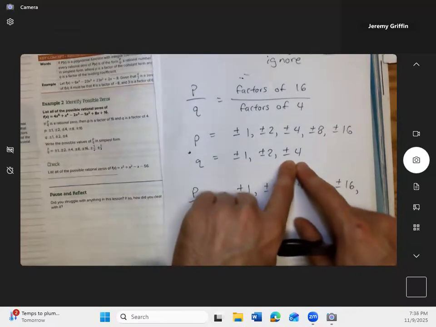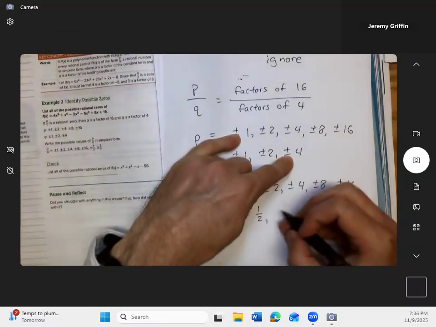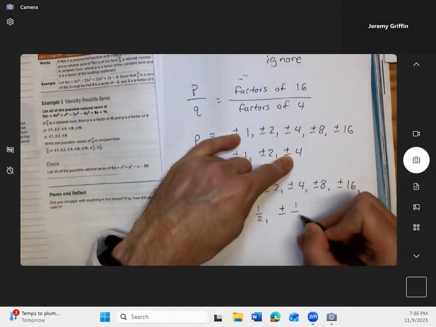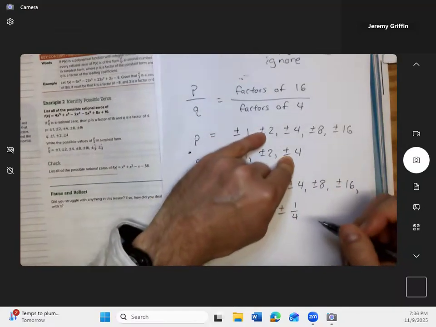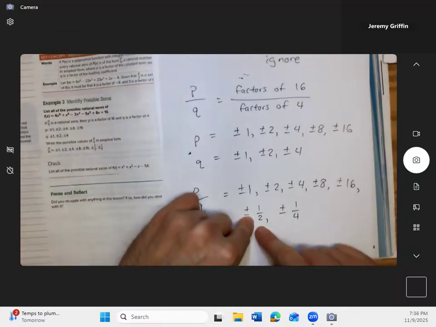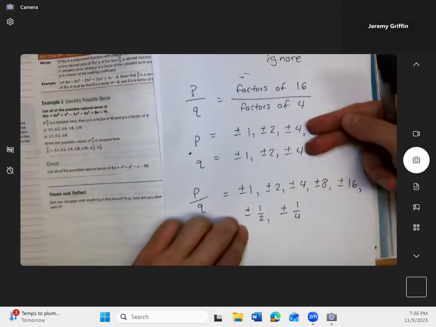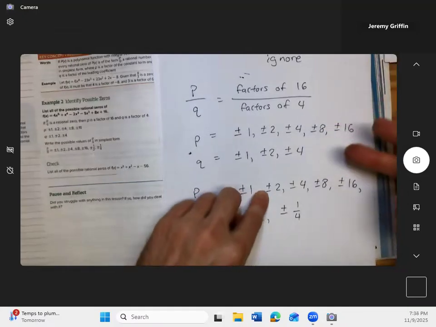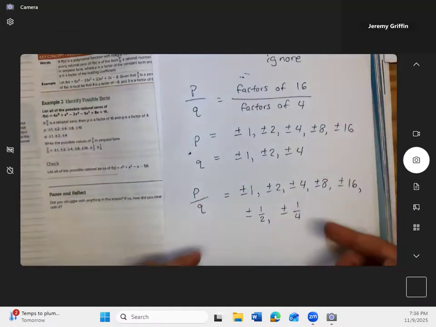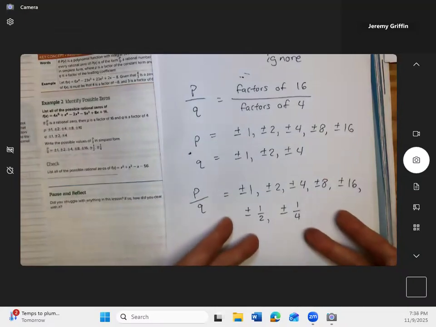Let's move on to this 4. So it could be 1 over 4, and then, again, the plus or minus version of that, 1 over 4. Now, 2 over 4 is a half. Well, I took care of that here. Everything else I think is already taken care of. 4 over 4 is 1. 8 over 4 is 2. 16 over 4 is 4. Yeah, I think that's it. That should be an exhaustive list right here.